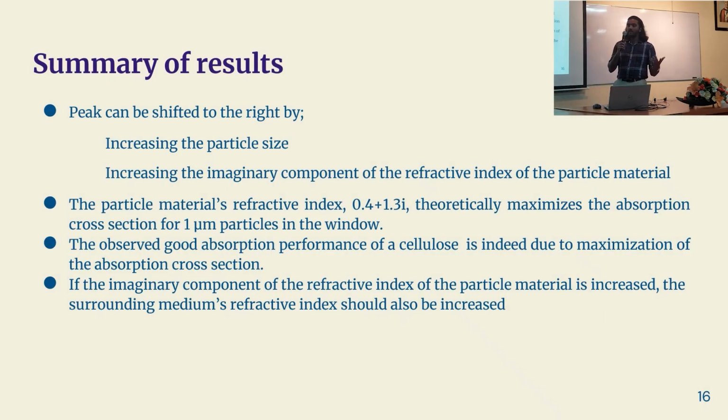So, to summarize my results, I found that the peak can be shifted to the right by increasing the particle size and also increasing the refractive index's imaginary component. Also, there is an optimal refractive index which maximizes the cross section as we needed. And cellulose is found to be a good material for radiative cooling applications.